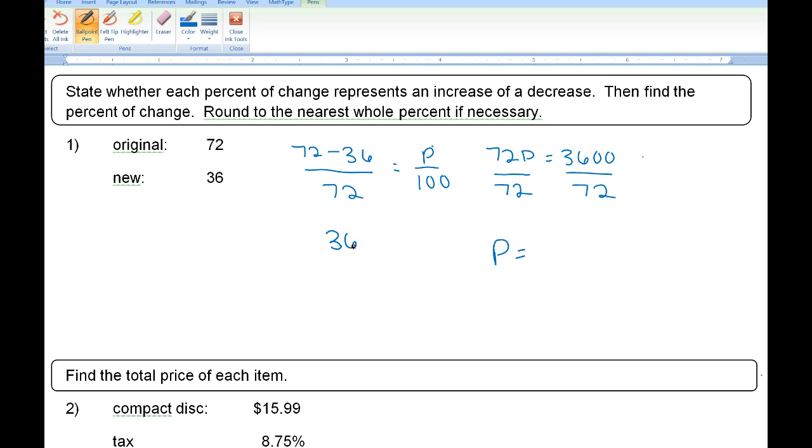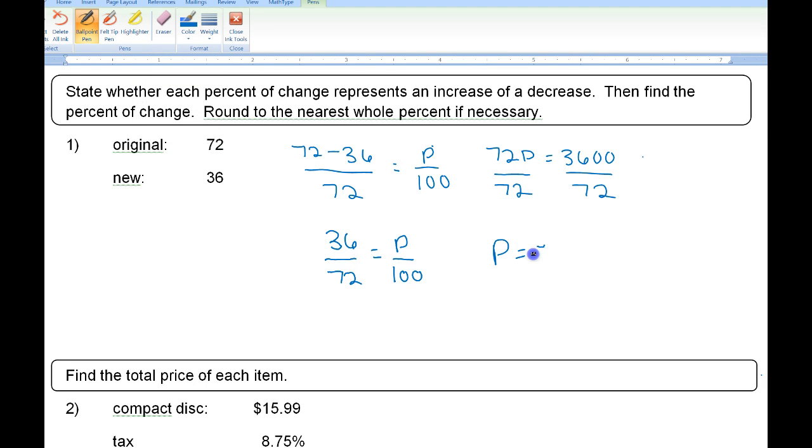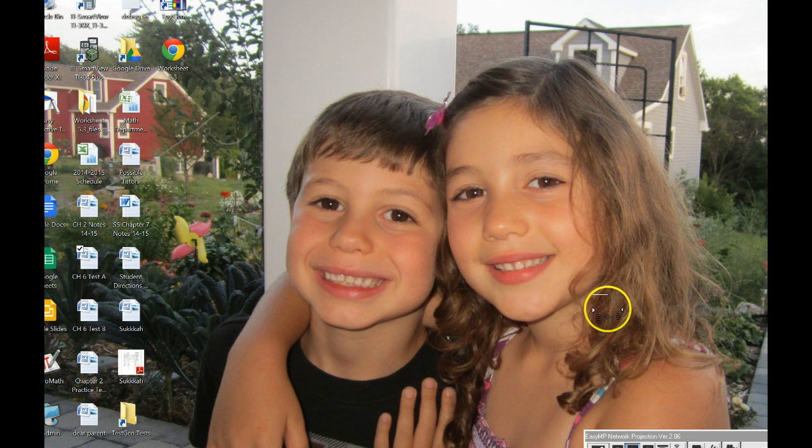36 over 72 equals P over 100. And P equals 3600, P equals 50. Okay. And what did we say? Equals 50%. And is it an increase or decrease, did we say? Decrease. Good. So just write the word decrease.